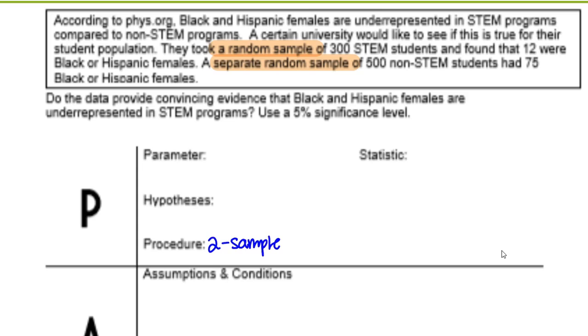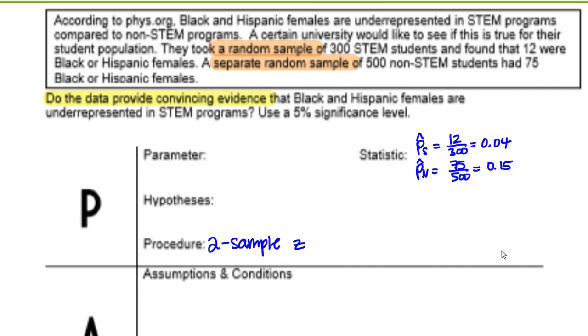And so if you look at what we have, 12 out of 300. So I'm going to write p hat STEM equals 12 out of 300, which is 0.04. And that's a proportion, so I'm going to write Z. Proportions are always Z. Let's do this non-STEM. N for non-STEM was 75 out of 500, a separate sample. That is 0.15.